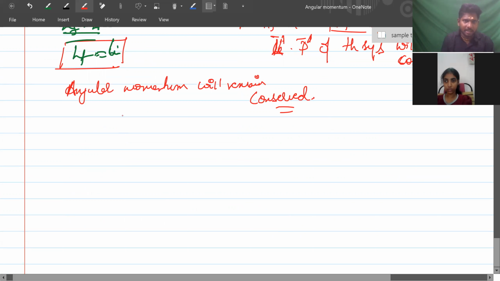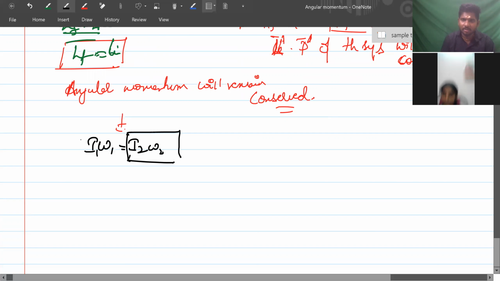Sometimes the formula can also be represented like this. Angular momentum will be written as I1 omega 1 for a given body is equal to I2 omega 2. I2 omega 2 is the final angular momentum of the system, and I1 omega 1 is the initial angular momentum of the system.